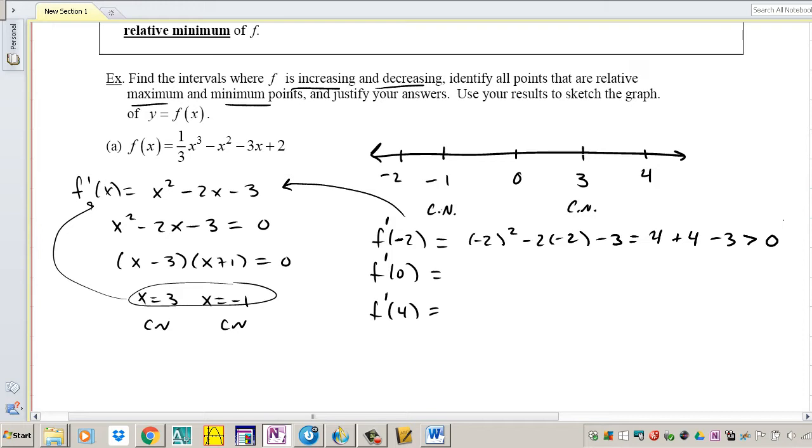Now notice, I'm not really interested in what the actual derivative is. I'm only interested in whether it's positive or negative or 0. Let me go ahead and draw my number line a little bit better. Here's what I want you guys to do: draw your number line like this, and on top write f prime, and on the bottom write f. The derivative at -2 is positive, which means the derivative is positive from -infinity to -1, which also means that my graph is going up from -infinity to -1.